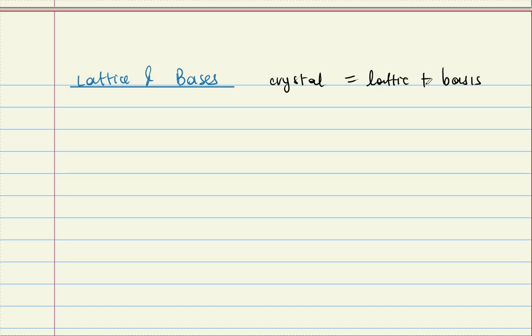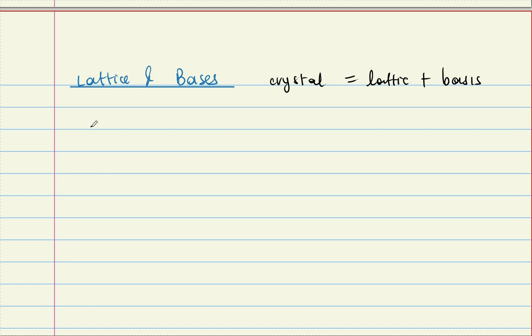So let's talk about lattices with bases. Lattices and bases. Every crystal has a lattice, like crystal is equal to a lattice plus a basis, right? You give me a lattice, that's not enough. There's a rule to tile the entire space, but you also need to tell me what I should put at these individual lattice points.